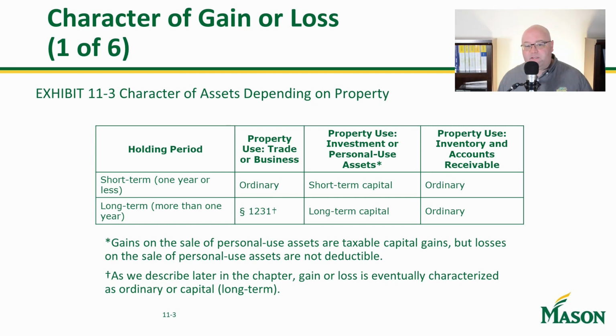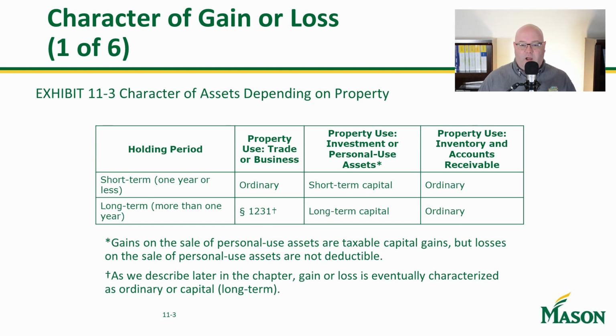Now, when it comes to business, there's two different types of assets. You'll notice that we have the inventory and accounts receivable. So if I sell accounts receivable and I have a gain on it, I'm going to be paying ordinary income. It doesn't matter whether I've held it for more than a year or not. It'll get reported a little differently, but the effect is pretty much the same. Now the inventory, same thing. If I sell inventory, that's the same treatment.